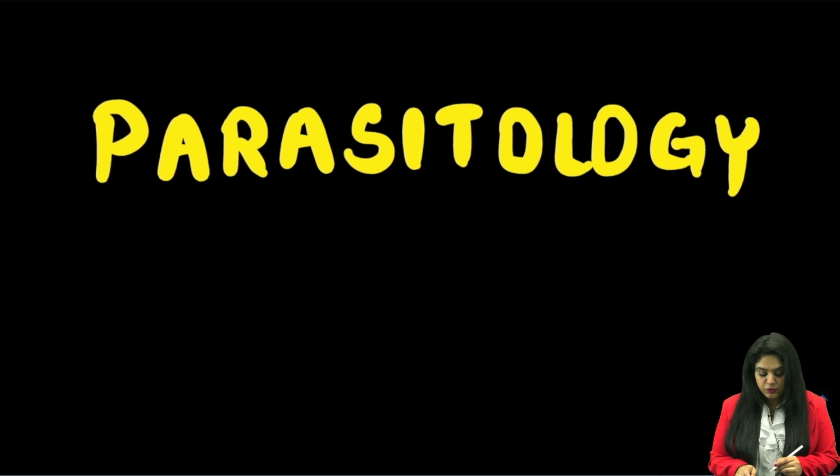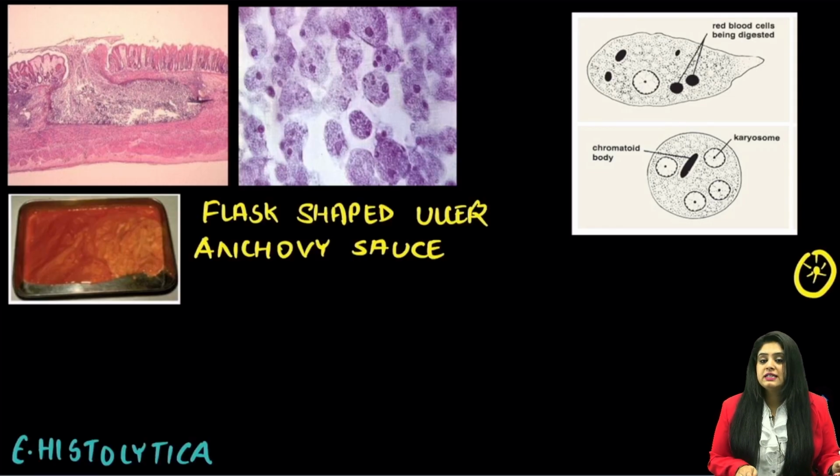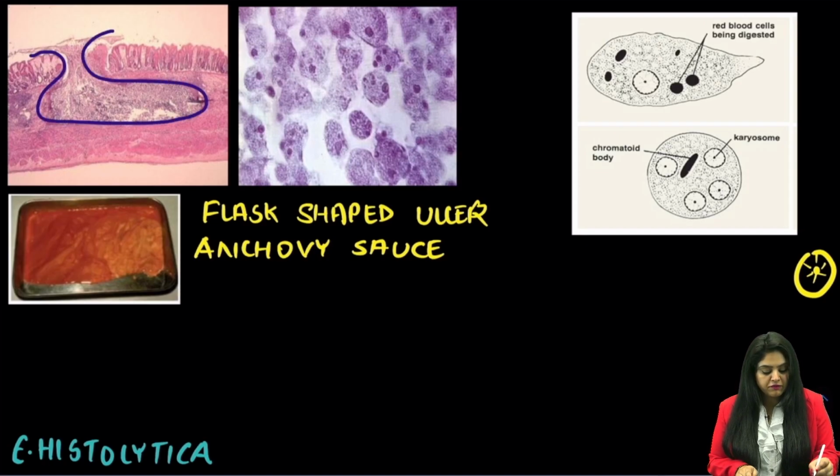Now, the first thing that we'll start with is this set of images, which all of you are very much aware of. You know what this parasite is. It's an amoeba, which is Entamoeba histolytica. What are the quick questions that are going to be asked? First, they will ask you about this particular shape of the ulcer, which everyone is aware of. This is the famous flask-shaped ulcer, which you tend to see where? Very commonly seen in the cecum.